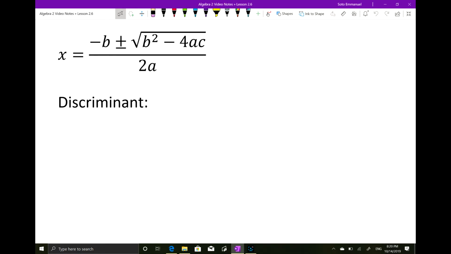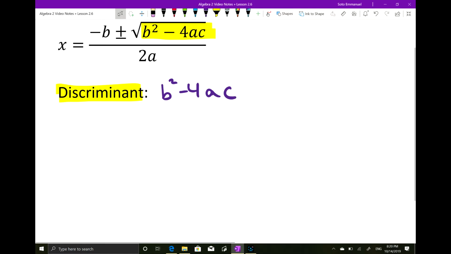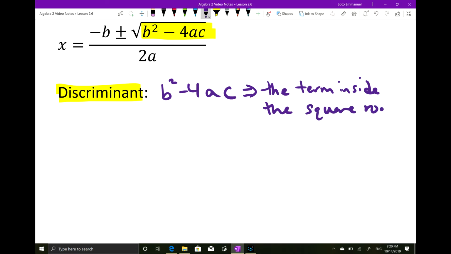So now that we've got the quadratic formula, let's talk about the discriminant. The discriminant is the term inside the square root. So this part right here is the discriminant. The discriminant is b squared minus 4ac, the term inside the square root in the quadratic formula.